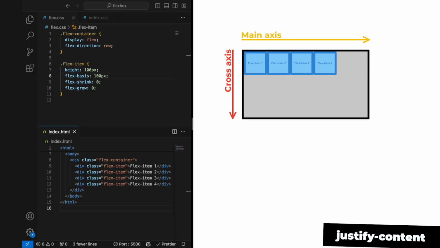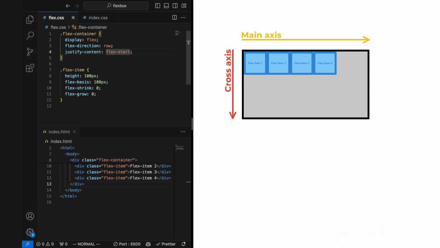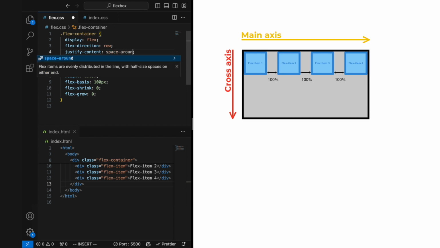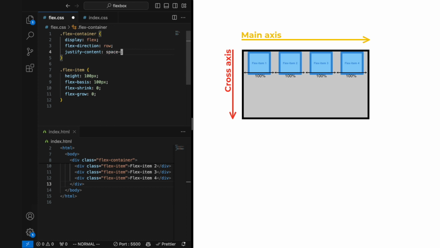To arrange flex items in the main axis, we use justify content, which by default is set to flex start, but can be changed to flex end, center, space between, which gives the flex items even gaps towards other flex items, space around, which gives every flex item even space to the left and right of the flex item, and space evenly, which arranges all gaps to be of equal size.